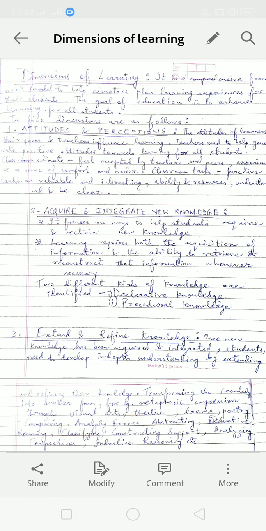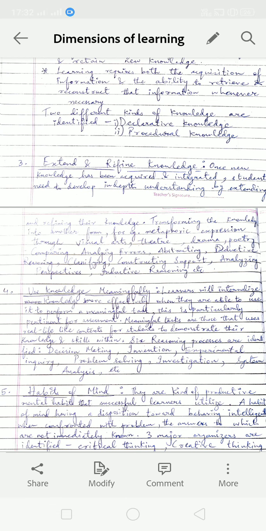extending the and refining the knowledge, so transforming the knowledge into another form. For example, visual arts, theater, drama, poetry, comparing, analyzing errors, abstracting, deductive reasoning. Okay, so these are what we have to extend and refine the knowledge which we have already acquired.